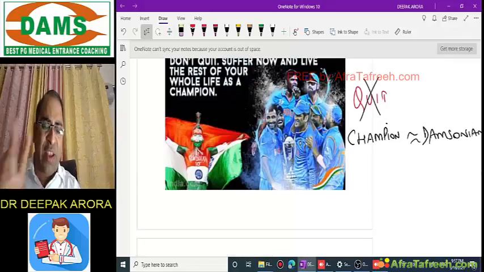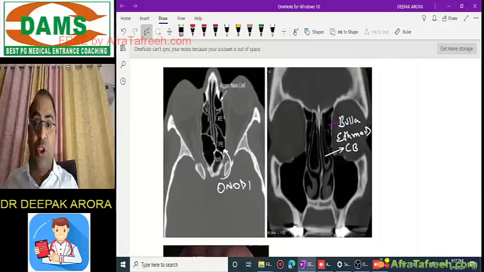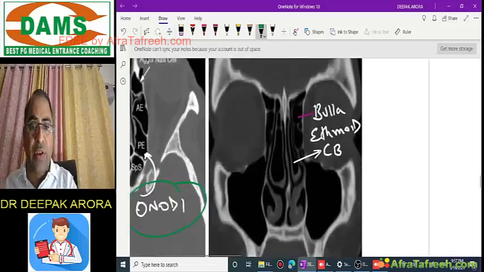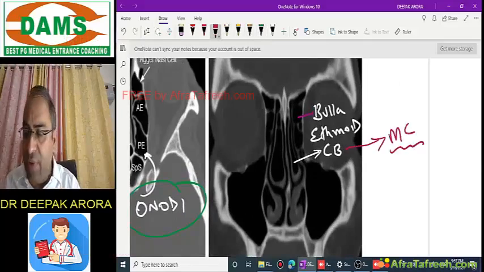One MCQ or maximum 2 are expected from nose. I'm highlighting the important point: air cells, very crucial, beta. Most anterior, agger nasi; most posterior, Onodi. Which is the largest? Sir, bulla ethmoidalis. And what is concha bullosa? Concha bullosa is the most common pathology of the nasal cavity.